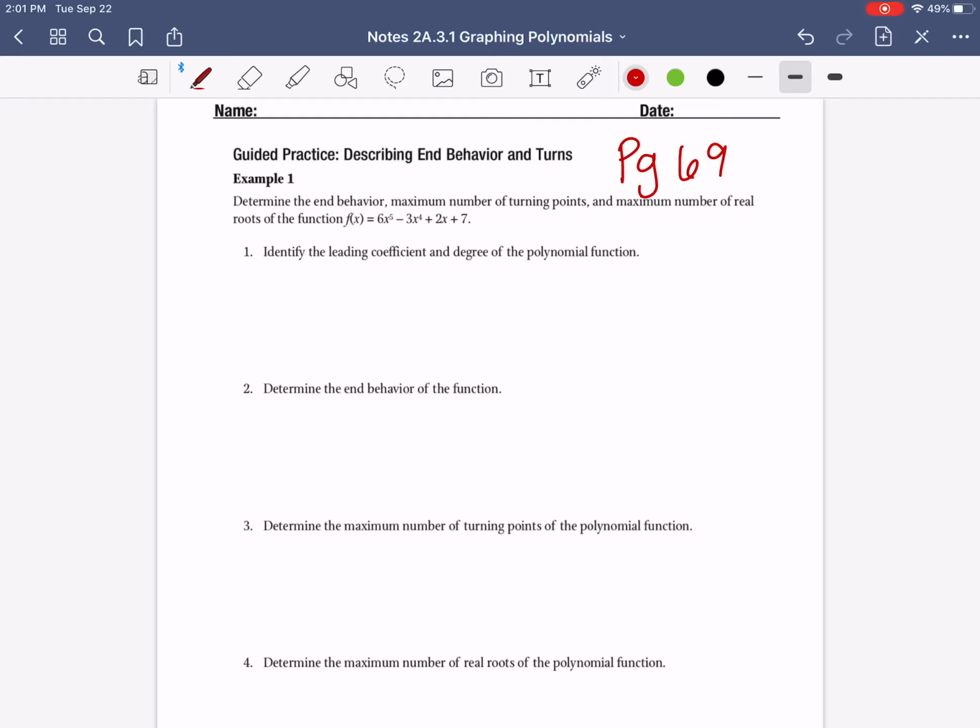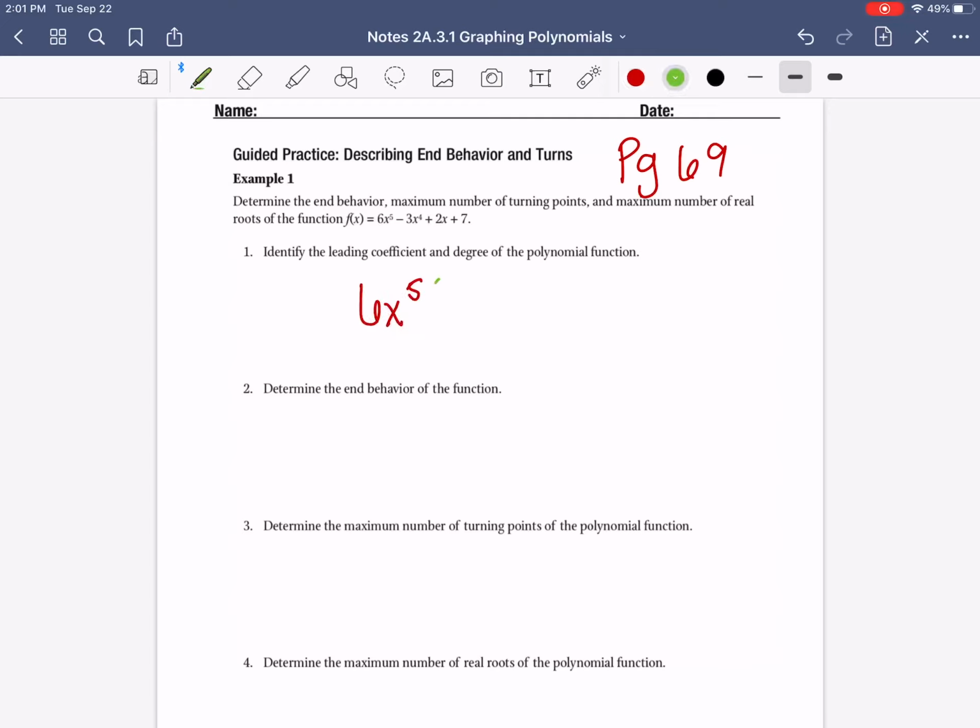It says determine the end behavior, maximum number of turning points, and maximum number of real roots for the function 6x to the 5th minus 3x to the 4th plus 2x plus 7. Okay, so first it says identify the leading coefficient and degree. In order to tell that, you look at the first term, okay?